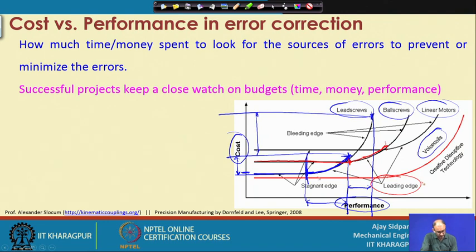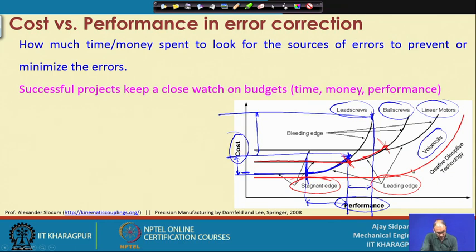leading edge, right. So, leading edge is something where this is the most preferable thing, that mostly we do not want to give any more cost, but you are getting performance. But at the end, because of the aging of the machine and controller, you have to spend something there. So, it is better you always stay on the leading edge, because the leading edge will give you more performance compared to the cost.